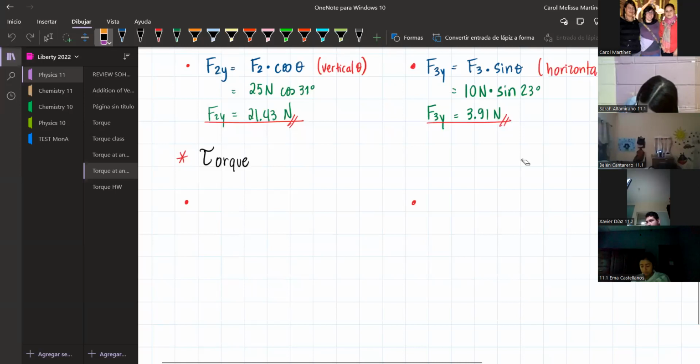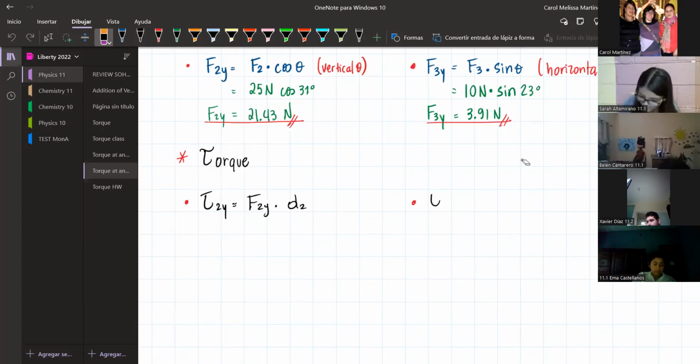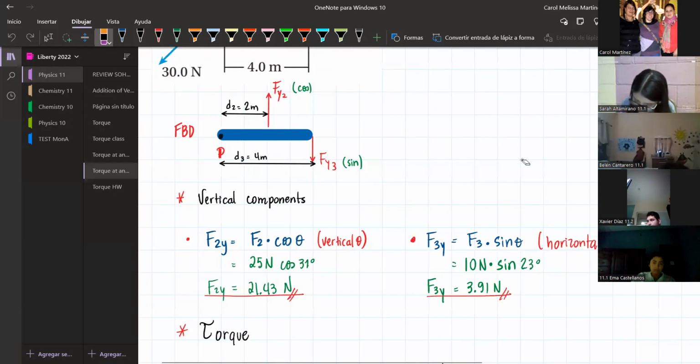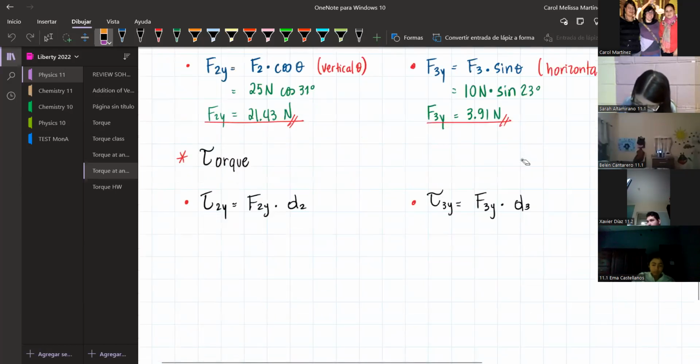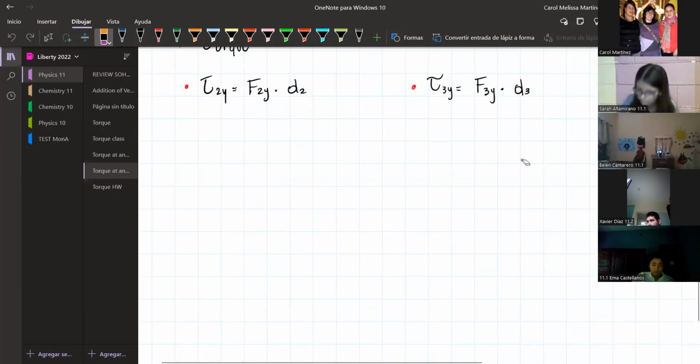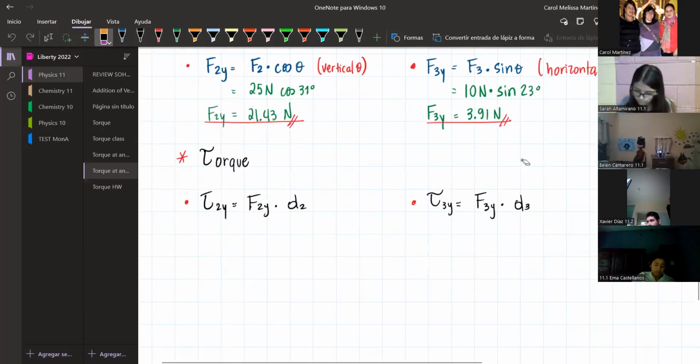The first torque, torque 2Y, is going to be equal to the force 2Y times the lever arm 2. The other torque, which is torque 3Y, is going to be equal to force 3Y times the lever arm of the third force. According to the free body diagram that we did, D2 is 2 meters and D3 is 4 meters. So we make substitution of the givens.